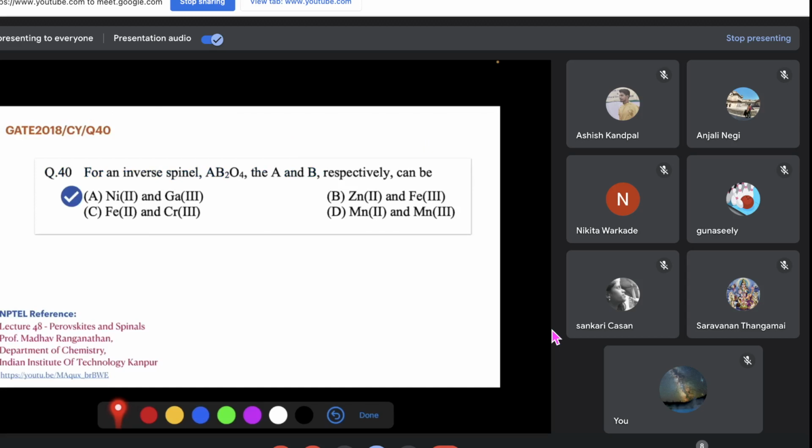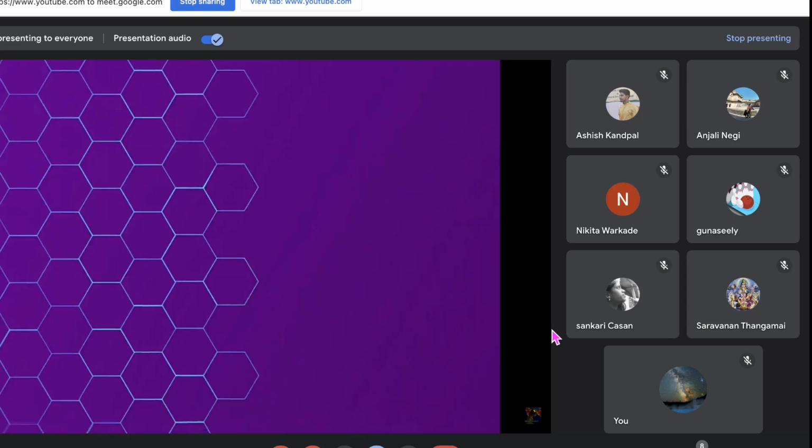The given question has asked us about the inverse spinel among the given options. So we find out that option A is the correct one for the inverse spinel. For this particular topic, I highly recommend you go through lecture number 48, perovskite and spinels, by Professor Madhav Ranganathan, Department of Chemistry, IIT Kanpur. I have also attached the link below. Thank you.